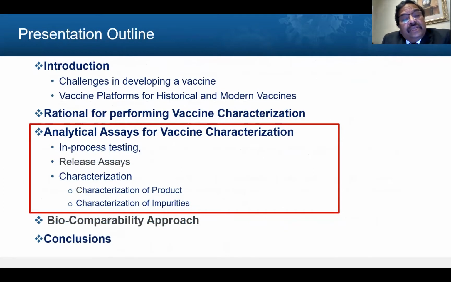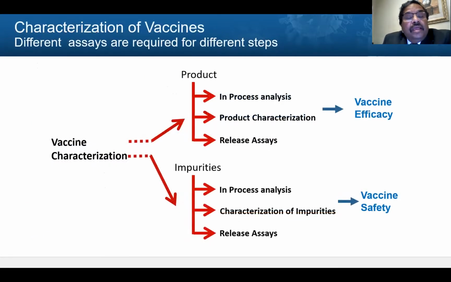In this section, I focus on the analytical tools that can be used for vaccine characterization. As I'm listing here, at different steps we need different sets of assays, and I will walk you through them. For vaccine characterization, characterizing both the product and the impurity is very, very critical. Characterizing the product is critical to maintain vaccine efficacy, and characterizing the impurity is critical for vaccine safety.